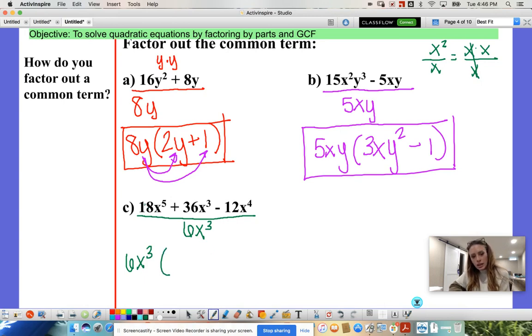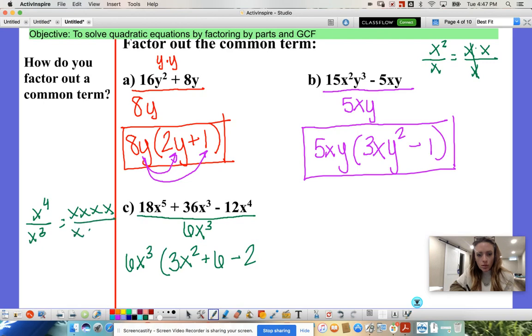But when I do that, 18 divided by 6 is 3. X to the fifth divided by x to the third, that just leaves me with 2 x's. And then 36 divided by 6 is 6. And x to the third goes away. And then we have 12 divided by 6 is 2. And then x to the fourth over x to the third. So again, x to the fourth over x to the third. We have 1, 2, 3, 4 over 1, 2, 3. So we cancel them out, and I'm just left with an x.